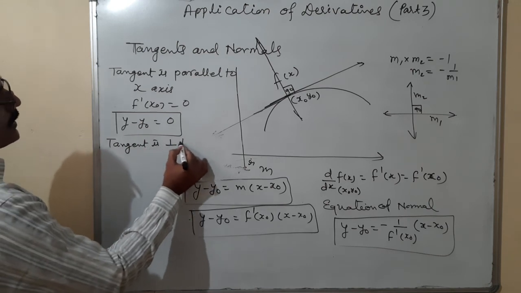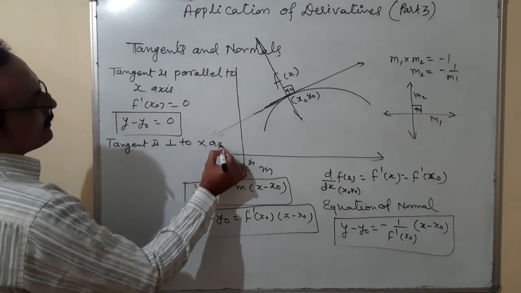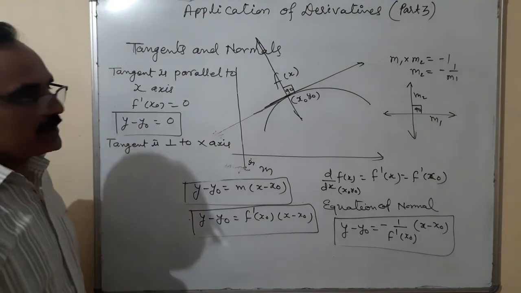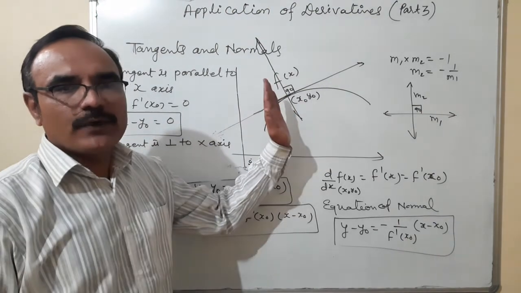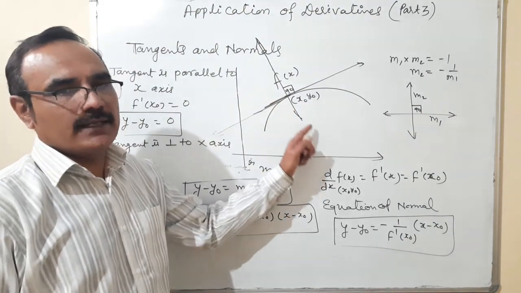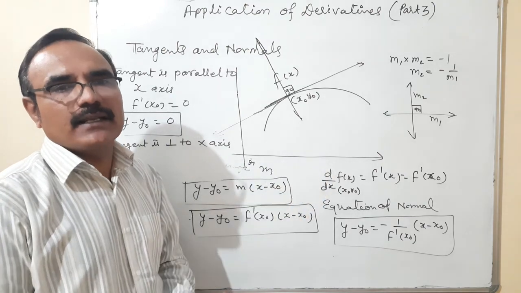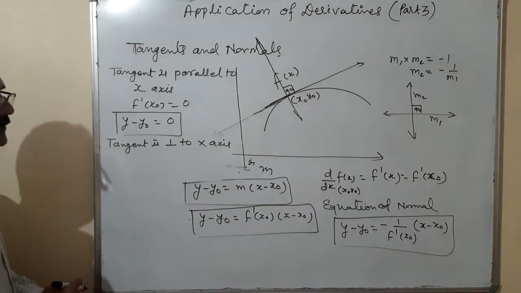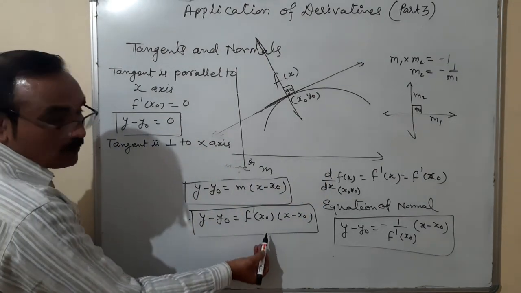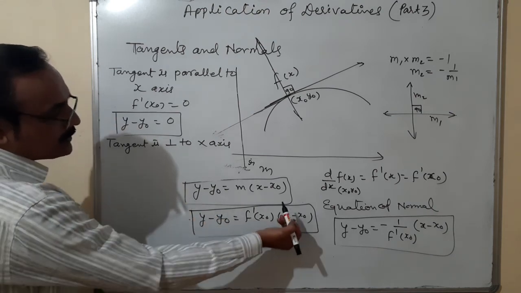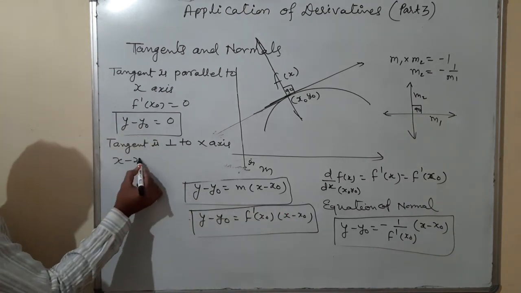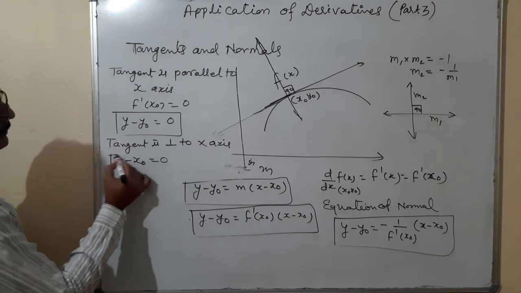is perpendicular to the x-axis. Then what is the condition? Tangent is perpendicular to the x-axis. That means it is making an angle of 90 degrees with the x-axis. Tan 90 means it is infinite. And infinite, what does it mean? 1 upon 0. The 0 will be shifted here. So I'll write here x minus x0 is equal to 0.